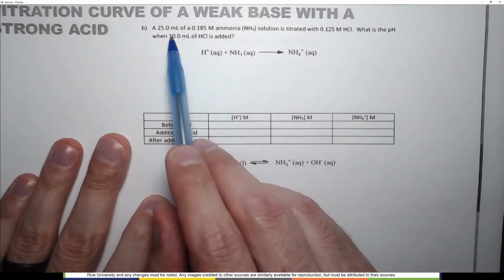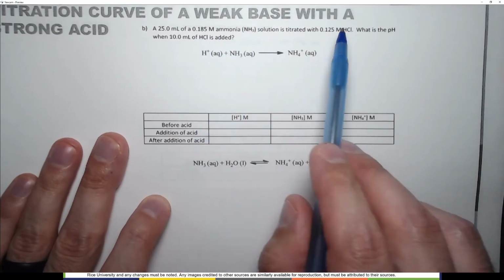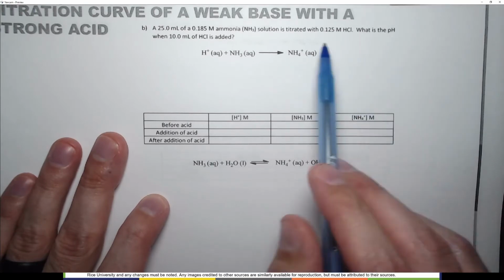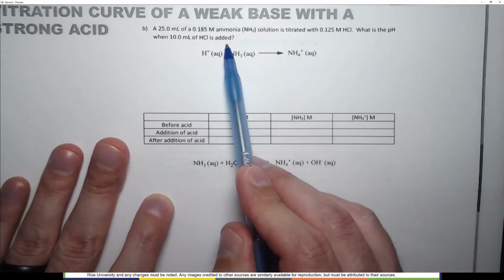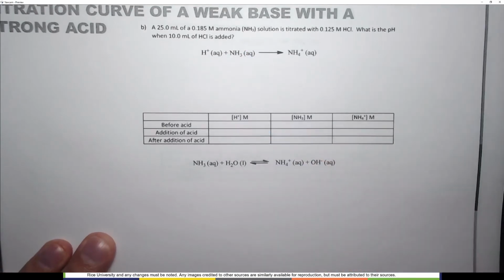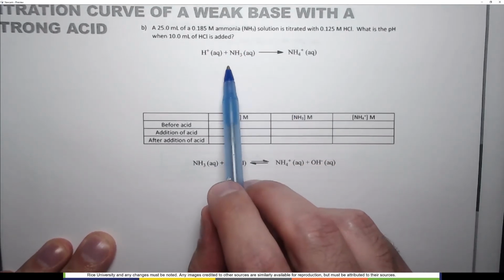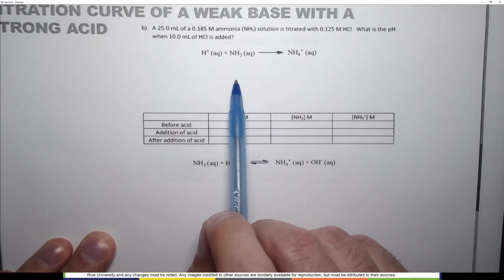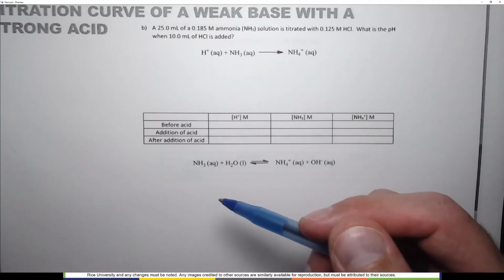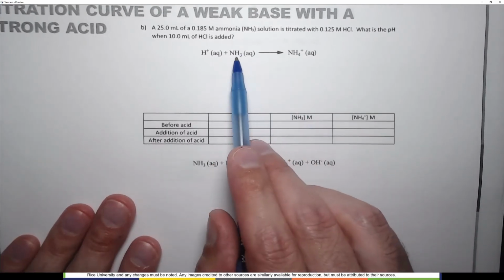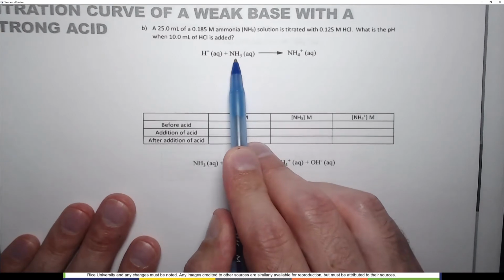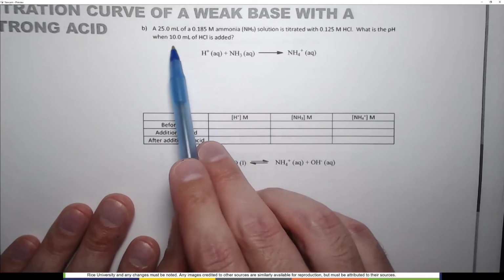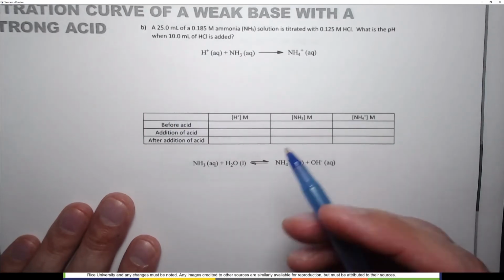So for part B, we still have 25 milliliters of 0.185 molar ammonia, and we're titrating with the 0.125 molar HCl. But we want to know what the pH is when 10 milliliters of HCl is added. So in the previous section, when we looked at buffers, we added acids and bases to weak bases and acids without changing volume. But in this case, we have a weak base and a strong acid, but we're adding milliliters, right? We added 25 milliliters and we added 10 milliliters, so there is a change in volume.